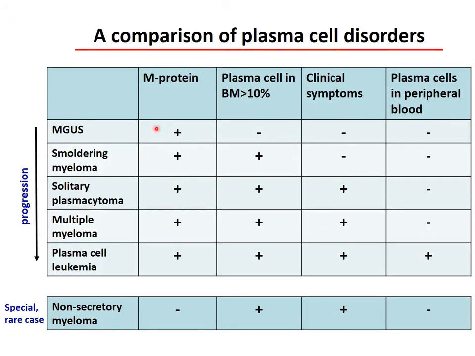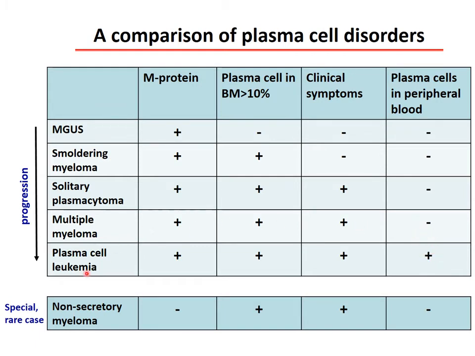Based on this table, you can see the different types of diseases and their progression rate, starting with MGUS, smoldering myeloma, solitary plasmacytoma, multiple myeloma, and plasma cell leukemia. As you see here, every disease contains this M protein. We have this monoclonality. However, in MGUS, we don't have more plasma cells in the bone marrow. In the others, smoldering, solitary, and multiple, we do. But the clinical symptoms are going to develop when we have solitary plasmacytoma, multiple myeloma, or plasma cell leukemia. And only in plasma cell leukemia do we have plasma cells in the peripheral blood.